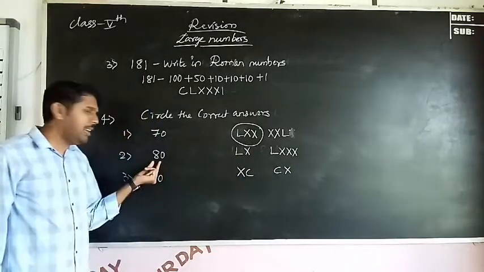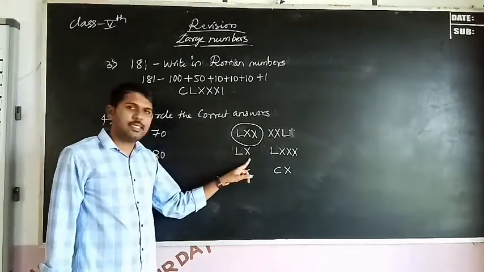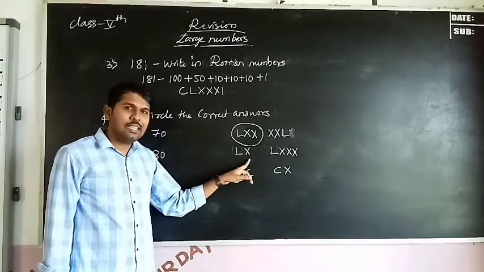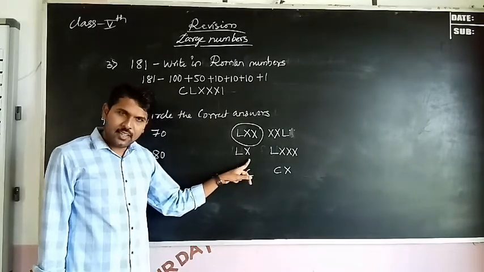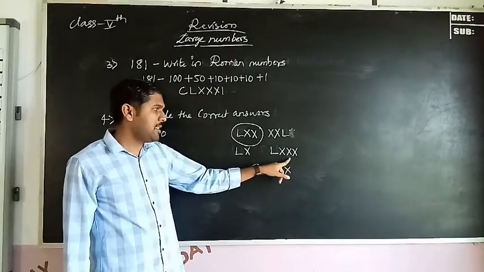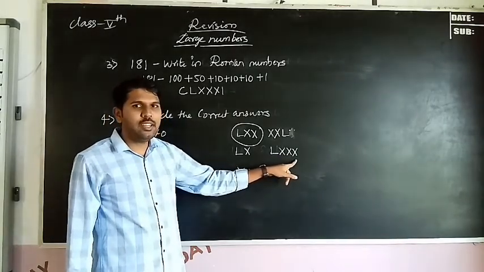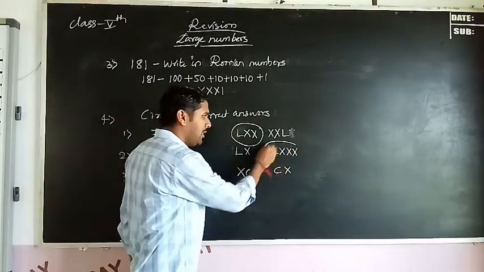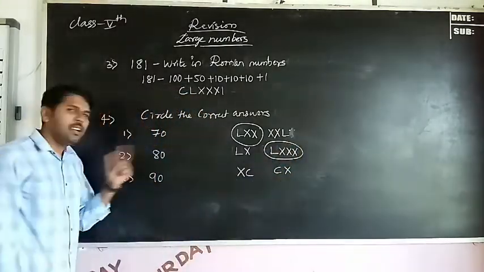Next 80. LX. L means 50 plus 10, 60. Is this right? No. Check this one. L means 50 plus 10 plus 10 plus 10. Add it. What will you get as the answer? 50 plus 10 plus 10, that is 80. You get the answer.